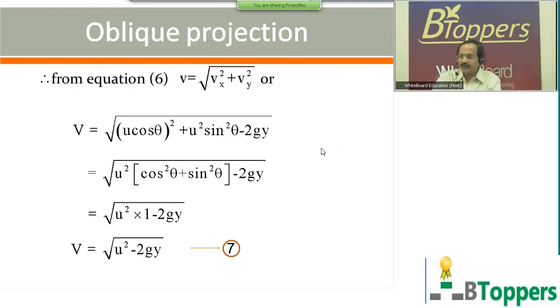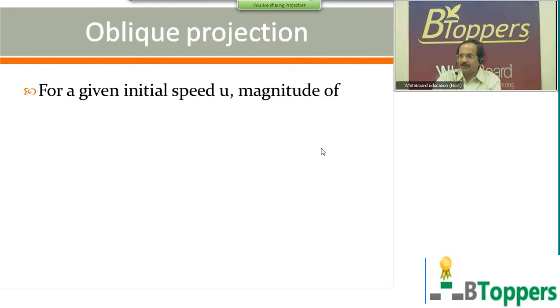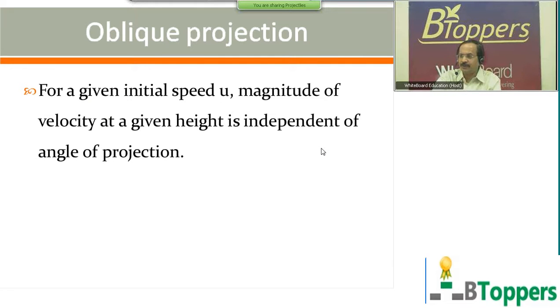From the last equation, equation number 7, you can see that for a given initial speed u, the magnitude of velocity at a given height is independent of the angle of projection. This is an important conclusion you can copy down. For a given initial speed u, the magnitude of velocity at a given height is independent of angle of projection. If you want to copy the conclusion, take a pause and copy it.